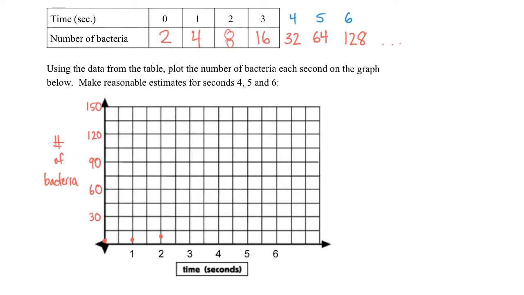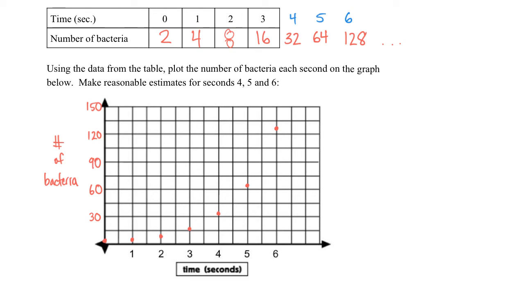At 3 seconds, I'm at 16, so I just crossed that first line. At 4 seconds, I'm going to be at 32, so that's just past the 30 line. At 5 seconds, I'm going to be at 64, so that's just above the 60 line. I'm doing great here. And then at 6 seconds, I'm going to be at 128, which is right about in here somewhere.